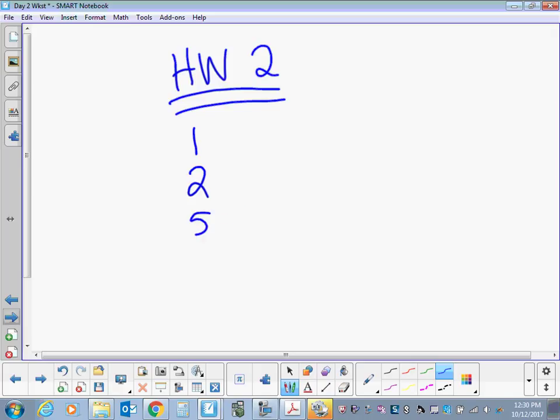From the front, then turn it over. On the back, you're doing 5 through 10. So you are not doing 3, 4, 11, and 12. But you have plenty of time and a full weekend.